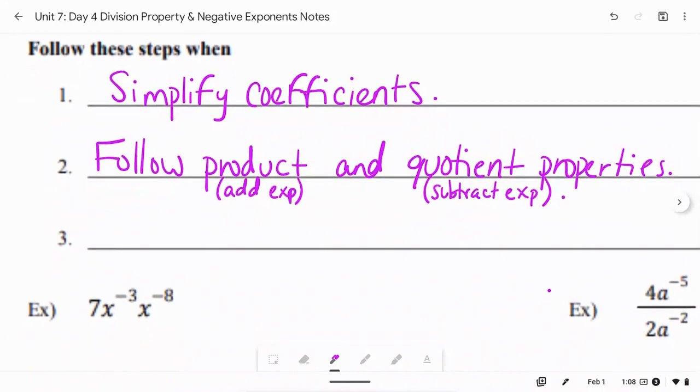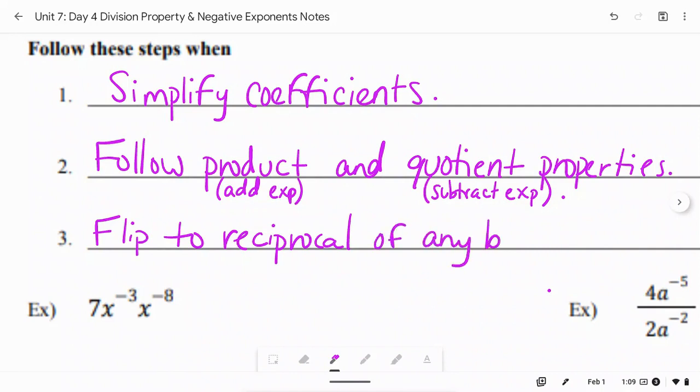Then the very last thing you do is if you have any negative exponents in your final answer, you flip to the reciprocal of any base with a negative exponent.